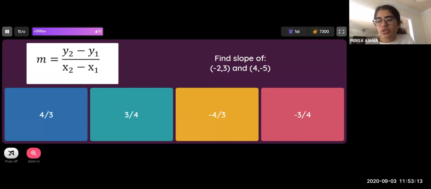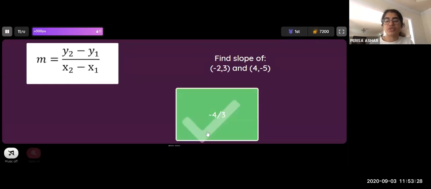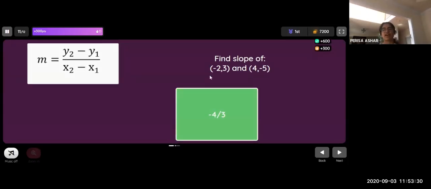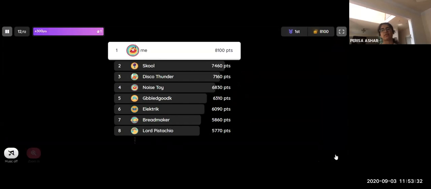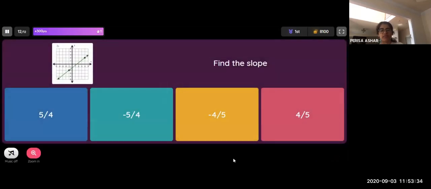I think Prisha may have left, but Camden and Gurjap both said the right answer. Since Camden got it first, he'll get the point. The answer is in fact -4 over 3, because if you do the calculations, it's -5 minus 3, which is -8, and then at the bottom you get the answer.